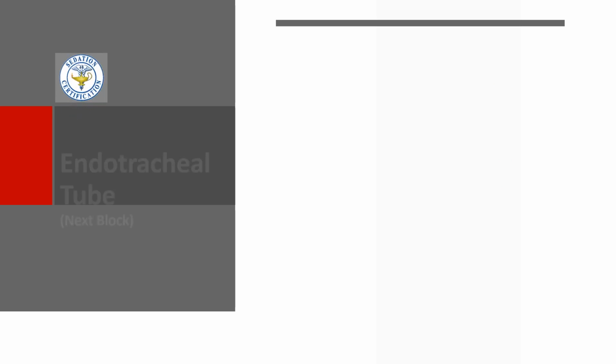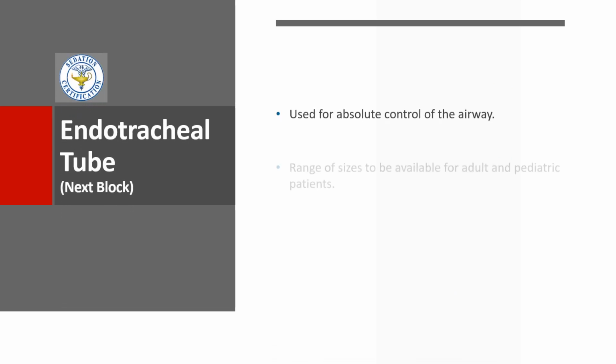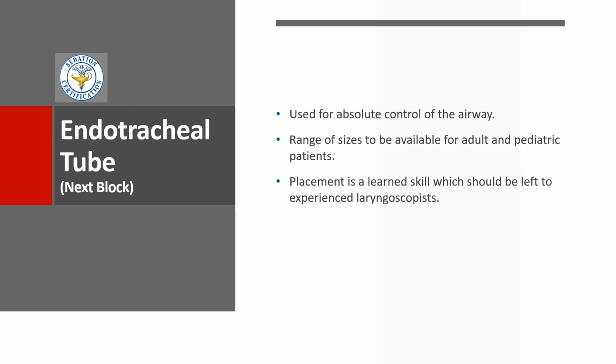And then, of course, there's the endotracheal tube. That's for absolute control of the airway, but also controls something else. Not only does it control the airway, but it gives you a safety net against aspiration because it's got that tube to protect the airway. Not 100%, but it's a lot more than not. It's in the high 80%.